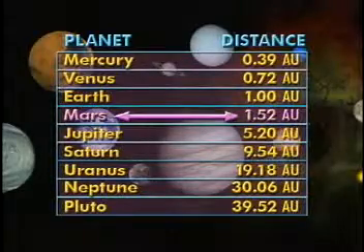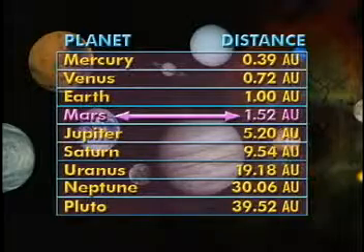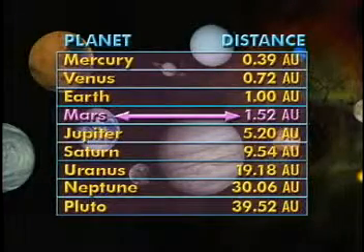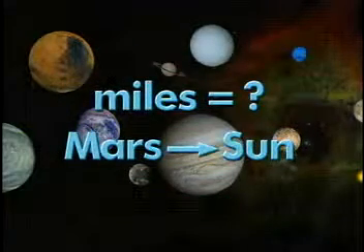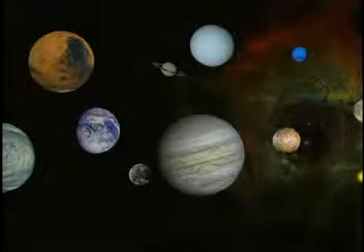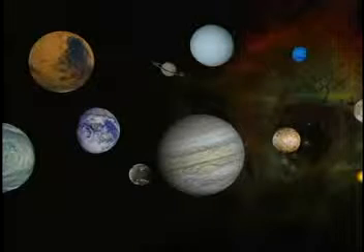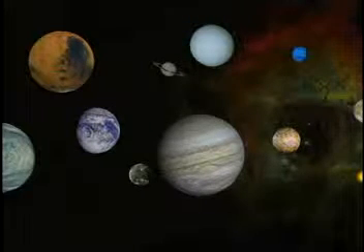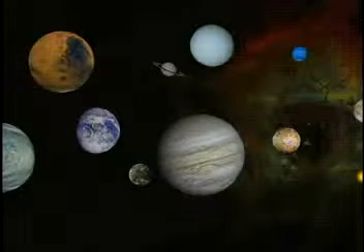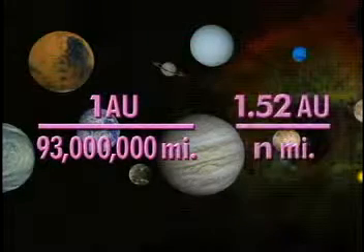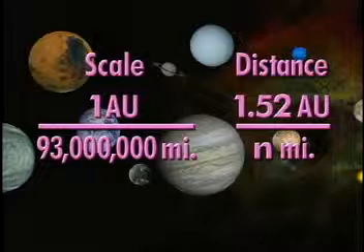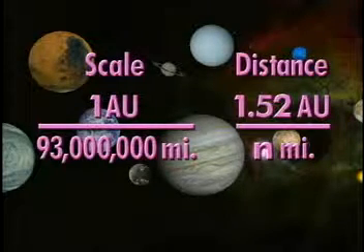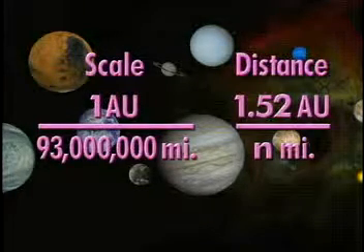Let's look at Mars. We can quickly see that Mars is 1.5 times further away from the Sun than Earth is. So how far is Mars from the Sun in miles? Remember the process Jennifer demonstrated earlier in the program to solve problems involving scaling? We can solve the Mars distance problem using a proportion. The first ratio is the scale, and the second ratio is the distance of Mars to the Sun. And n miles represents the distance from Mars to the Sun.